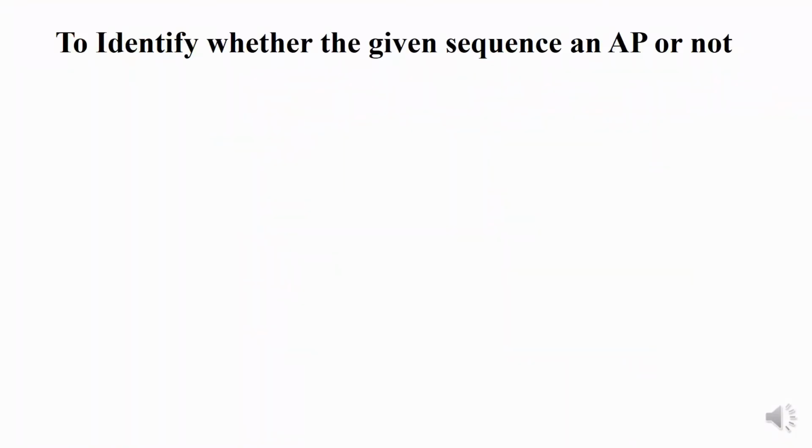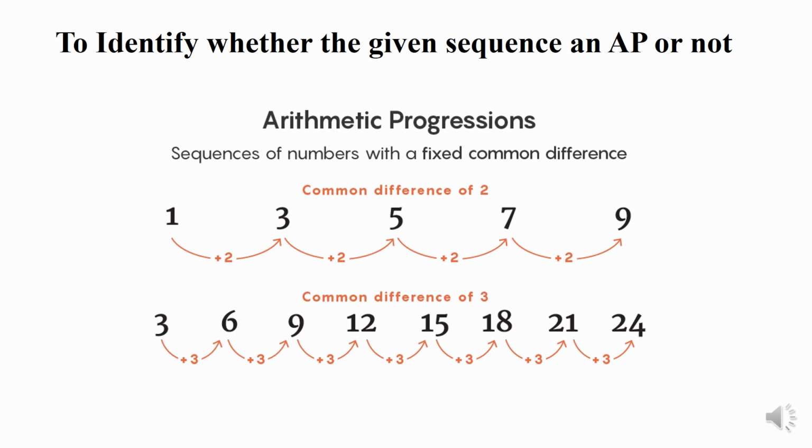Activity: we are able to identify which is an AP or non-AP. We are going to identify whether the given sequence is an AP or not from some examples. Let us take examples for arithmetic progressions, which are sequences of numbers with a fixed common difference. In the first example, a set of odd numbers is given, which are 1, 3, 5, 7 and 9. They have a common difference of 2. And in the second example, they are the multiples of 3, which has a common difference of 3 in it.